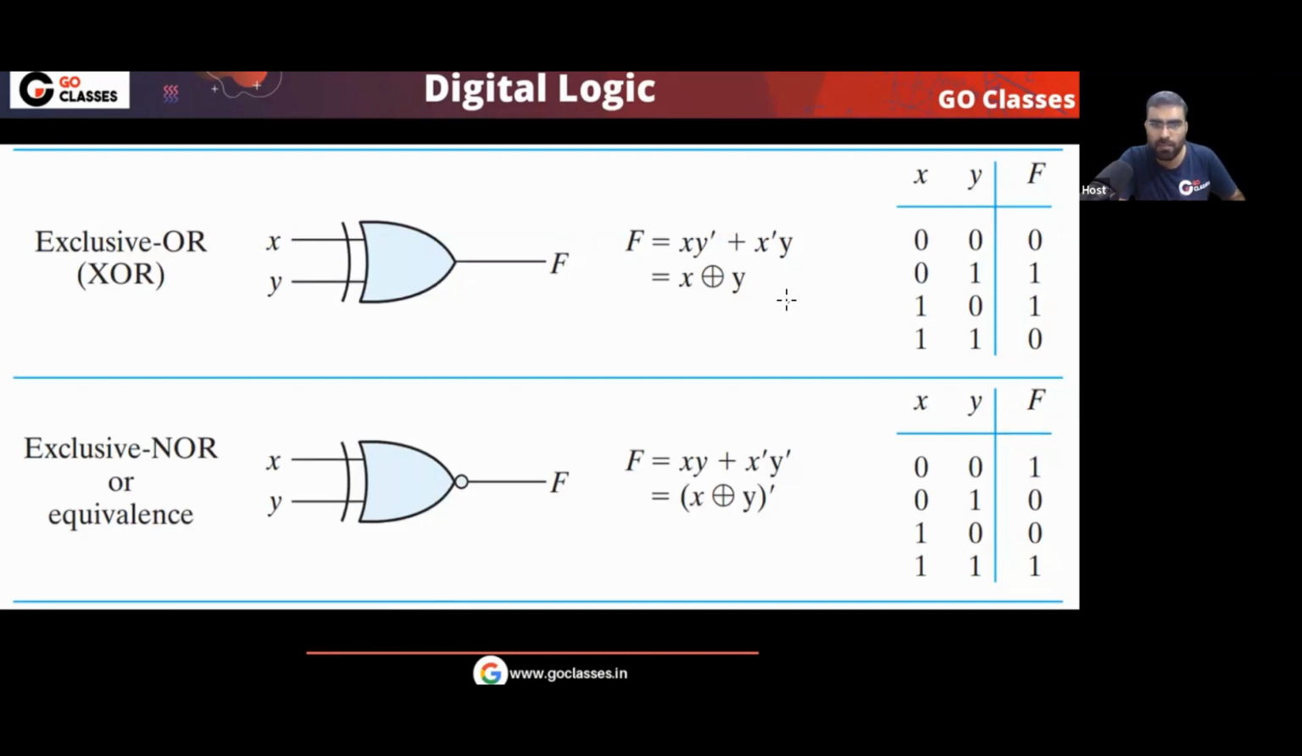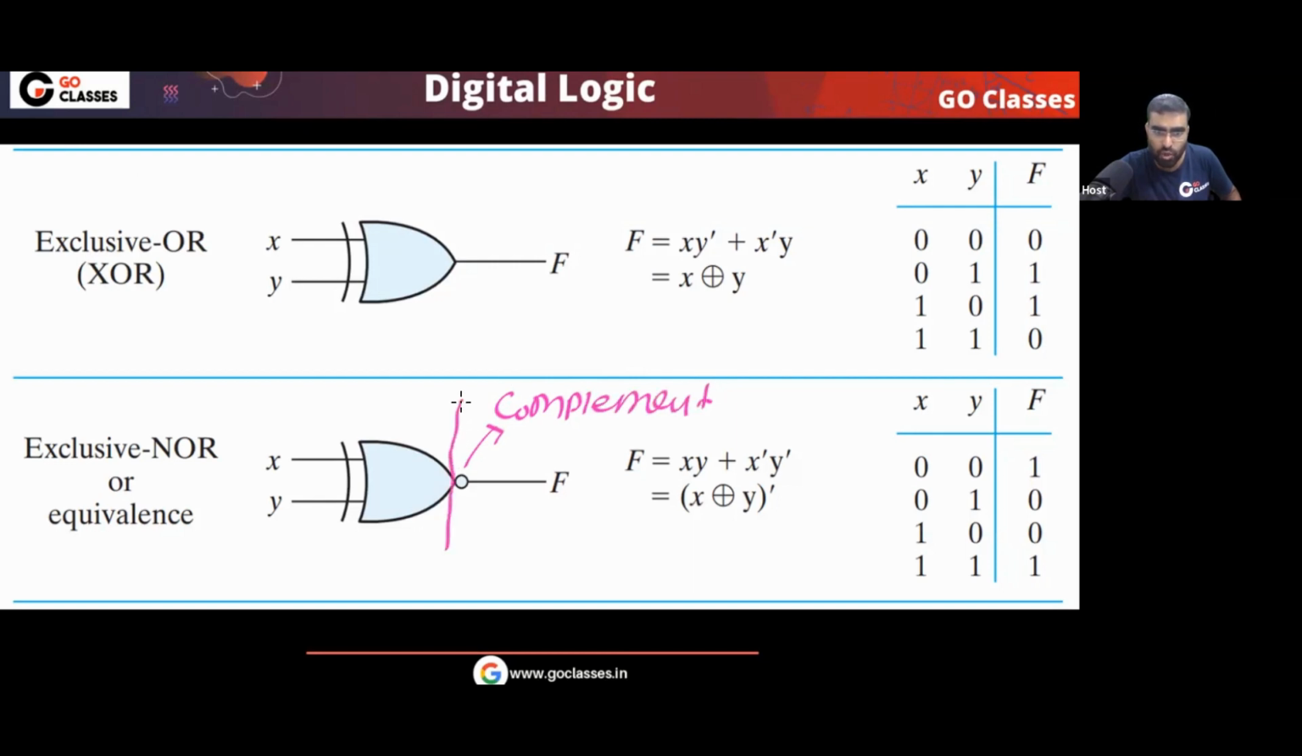So you can see here, if you have two input variables, you can easily notice, see here, this is from Morris Mano. First you do XOR, then you do complement. Yes or no? First you do XOR, and then you do complement. This bubble stands for complement. Is this clear? This bubble stands for complement.